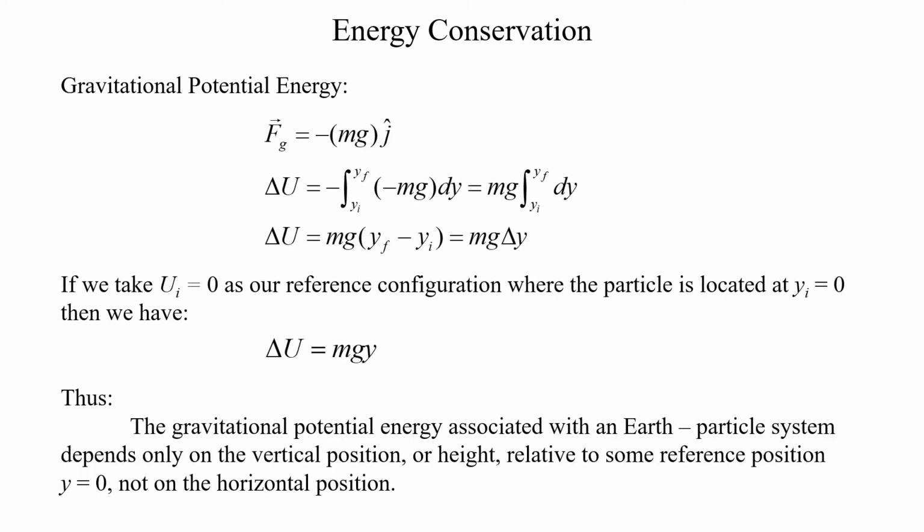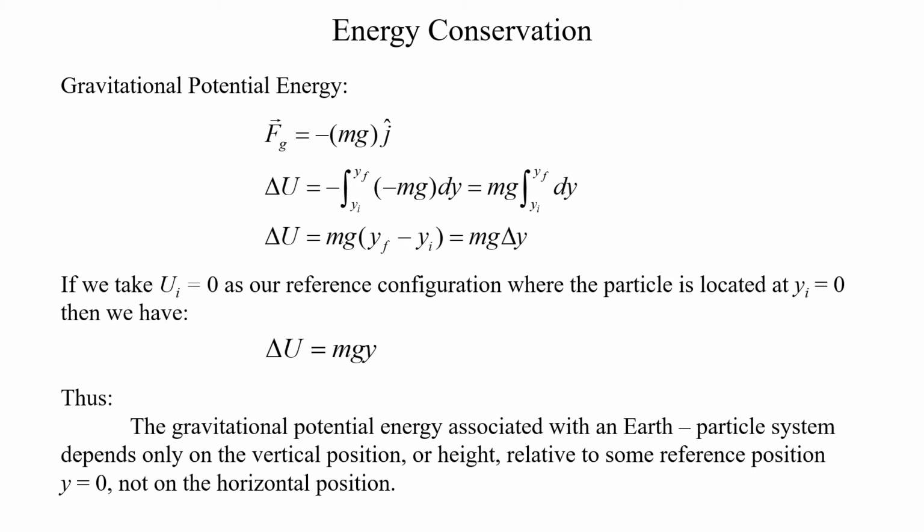Now let's apply these general forms to things that we know. So, for example, the gravitational force. Gravitational force we can write in vector form as minus mg j hat, right? With up being positive, down being negative. Then the change in gravitational potential energy equals the negative of the integral from y initial to y final of minus mg dy. m and g, of course, we'll consider as constants, so we can pull them out of the integral, and we get mg times the integral from y initial to y final of dy, which gives us mg times the quantity y final minus y initial, or mg delta y.